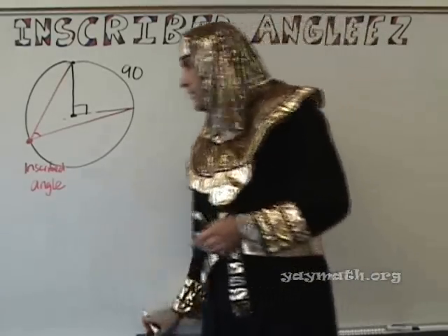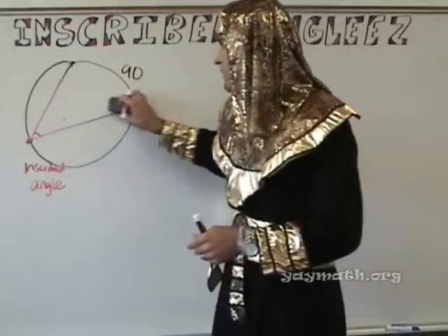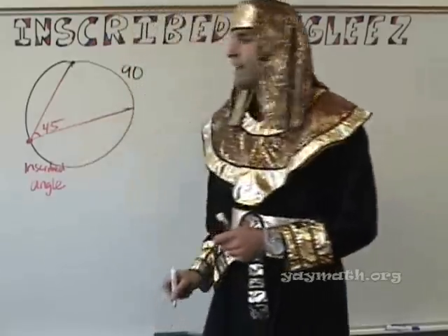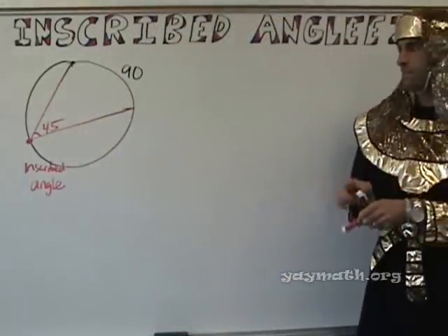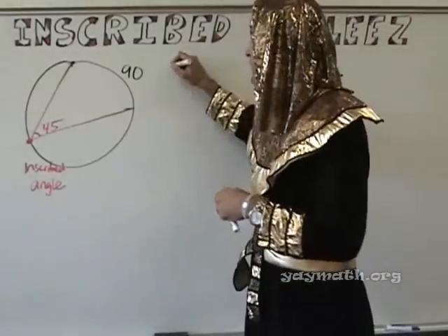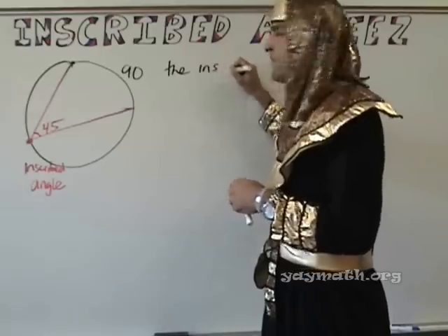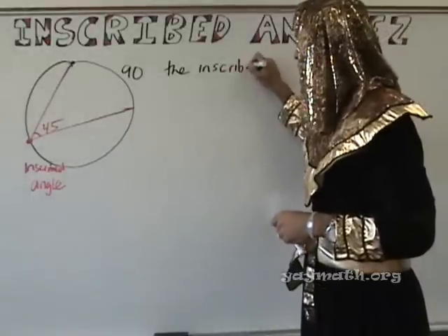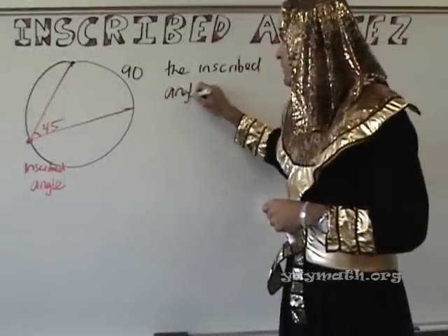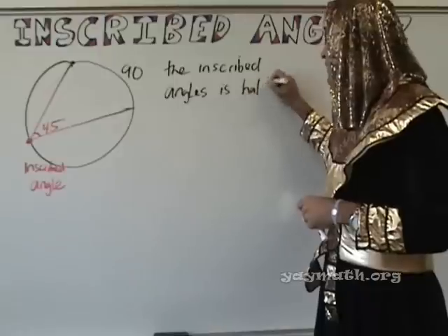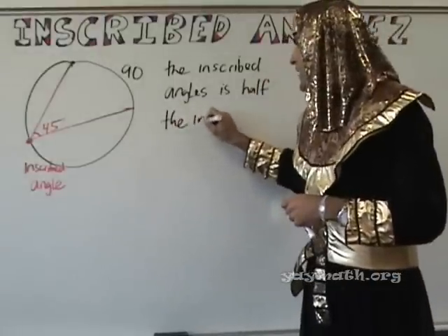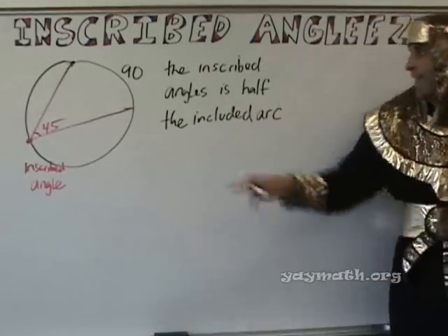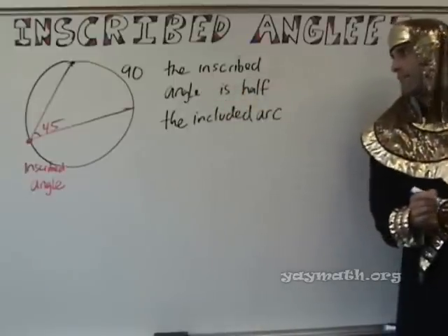I think I know why. And I'm going to erase this just for clarity's sake. We're going to put 45 here. So is the rule that double the degrees of an inscribed angle is the measure of the arc? Yep, I'm going to go with half, right? But double and half are the same. The inscribed angle is half the included arc. The inscribed angle is half the included arc.